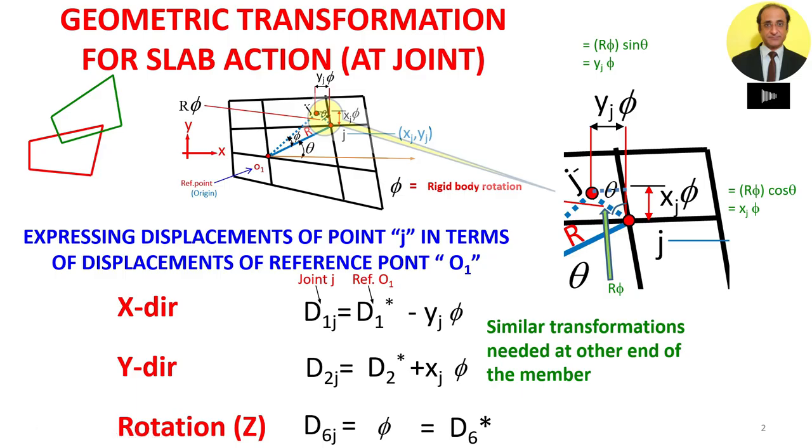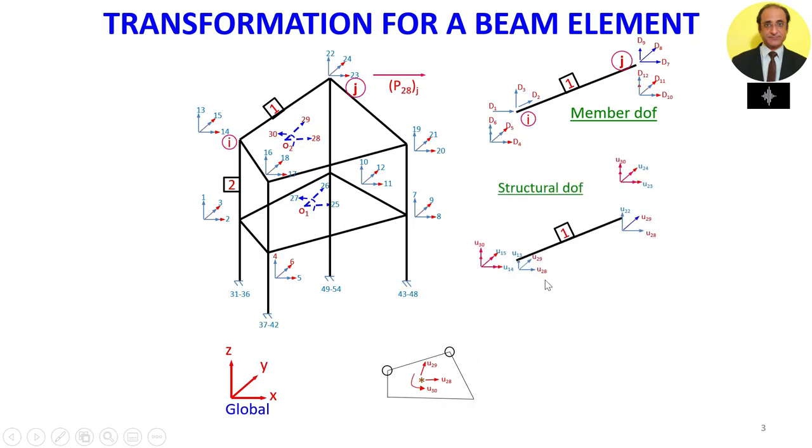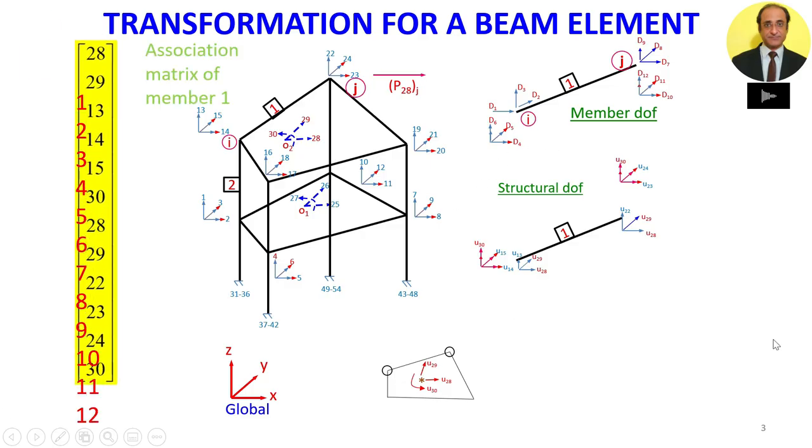So similar transformations are needed at the other end of the members. Let's say we have this structure and we just isolate member number 1, which is a beam, and here we have shown the member degrees of freedom from 1 to 12, and we can also show similarly the structure degrees of freedom in terms of the displacements of the floor slab and also the joint displacements. So here are the structural degrees of freedom, and by this you can form the association matrix of this particular member.